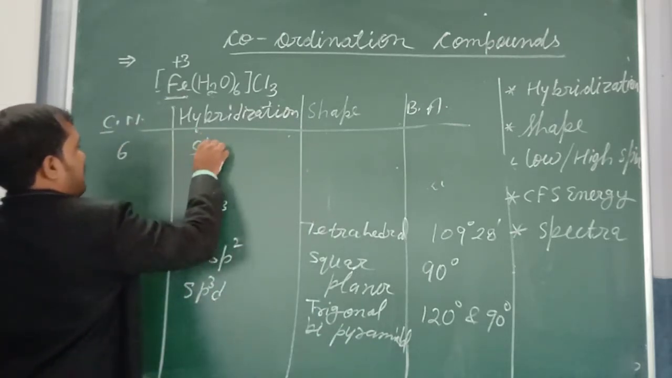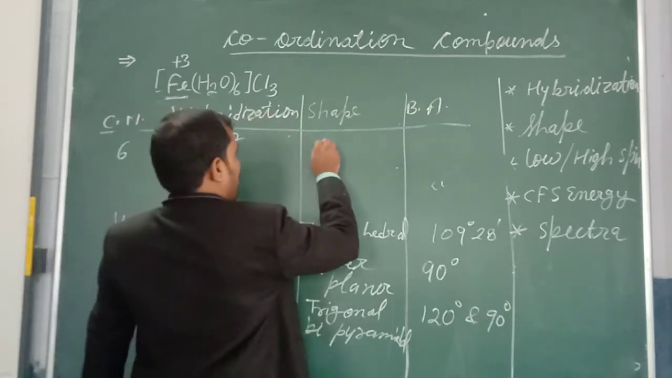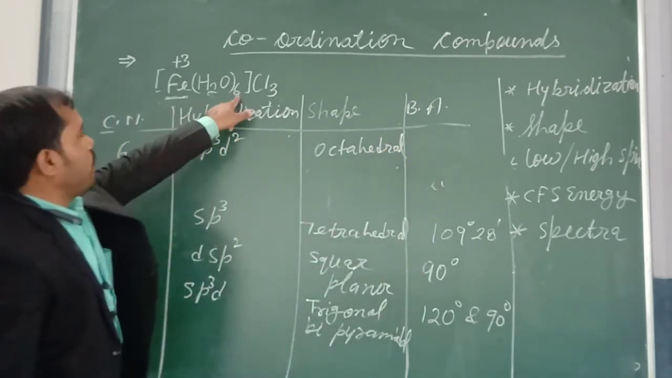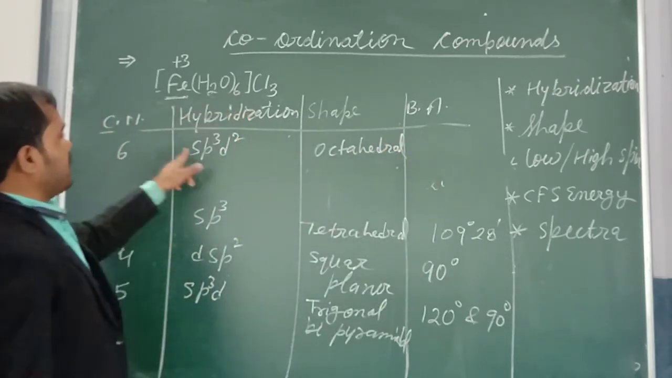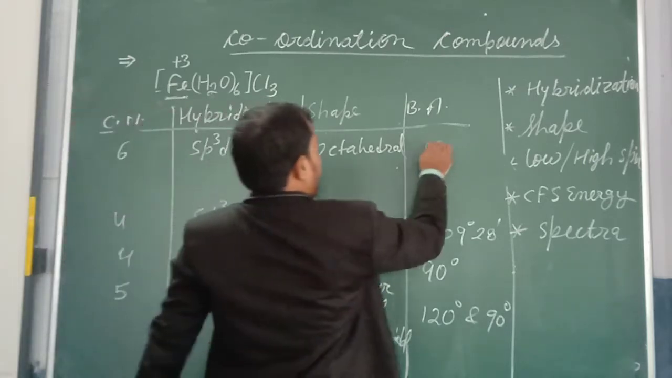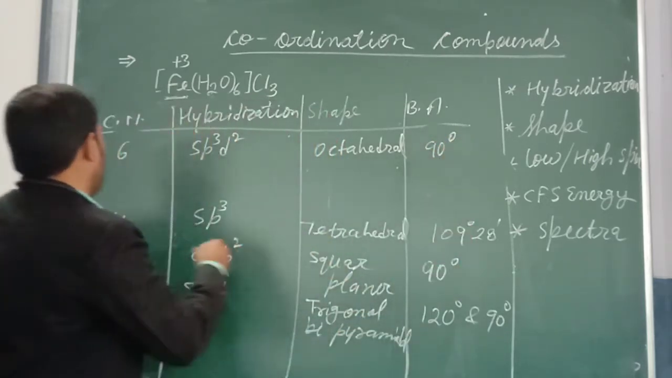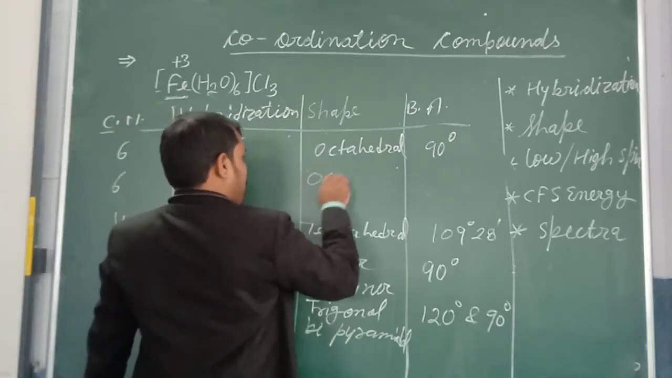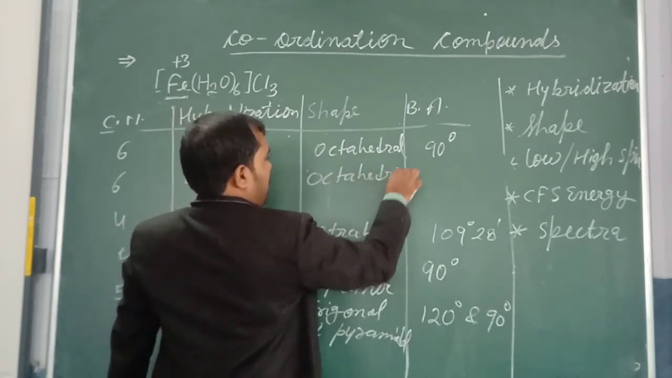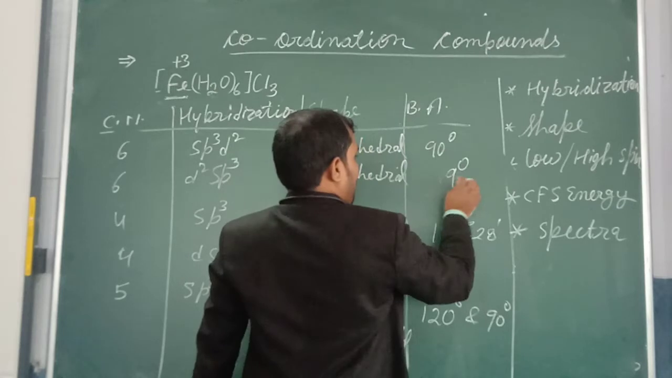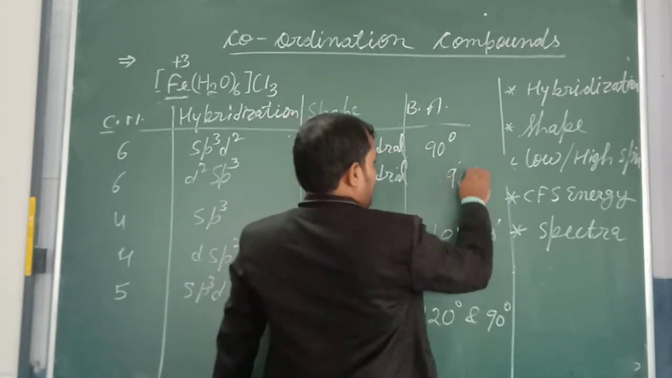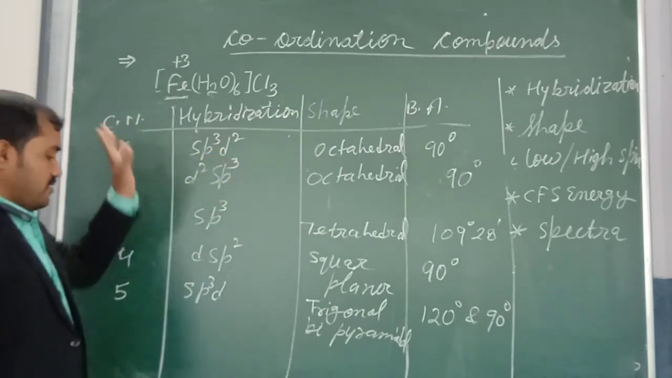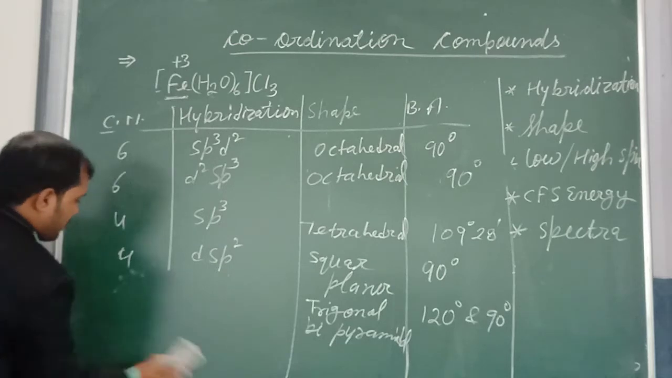After that, 6, sp3d2, octahedral, and see how many coordination number? 6. So on the basis of 6, sp3d2, octahedral shape, 90 degrees, and one more 6, d2sp3, and here also octahedral, and 90 degrees. Understand my dear? But one more problem is there. This is with the weak ligand and with a strong ligand.